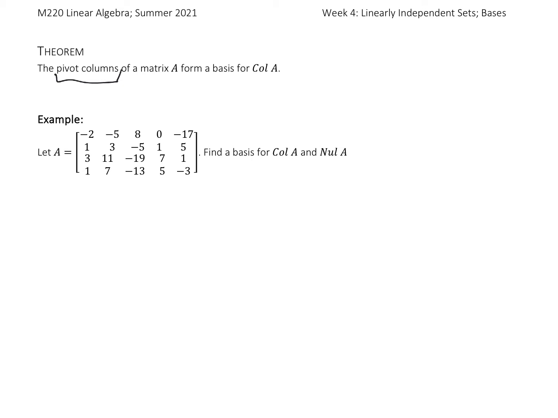The pivot columns represent the non-dependent columns. So those are our independent columns. And so if we can figure out which are the pivot columns, we're good.